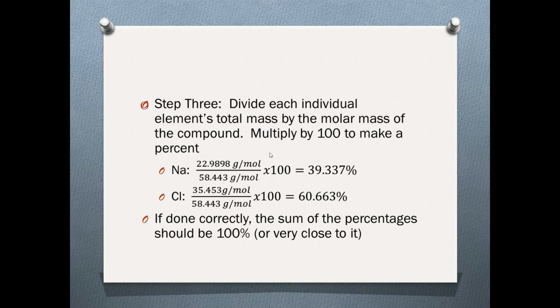The next step is to take the individual element's total mass and divide it by the molar mass to get its decimal amount that it makes up of the compound. Then we multiply that result by 100 to make it a percentage. So in my sodium chloride example, I would take the 22.9898 and divide it by 58.443, and then multiply that by 100 to get 39.337%. If I repeat that for the chlorine's mass, I find that chlorine has a total mass of 60.663%.